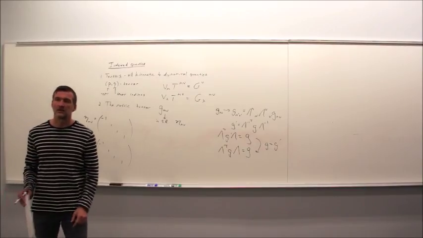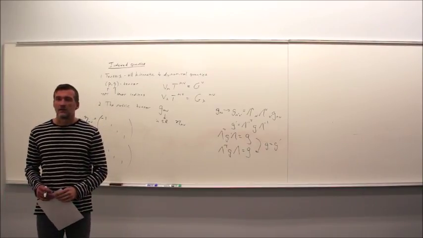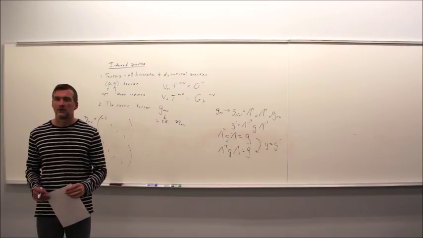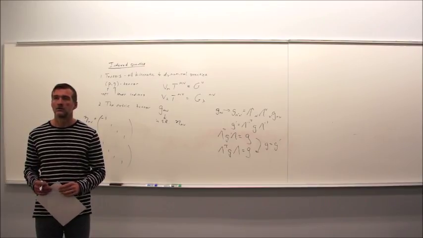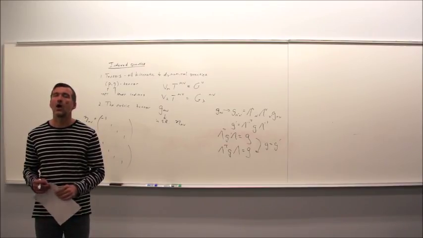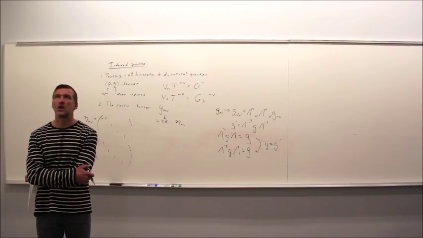Yes? Can you construct a tensor that's not the metric that also has the property that its dual is the inverse? Sure. That its dual is the inverse. No.